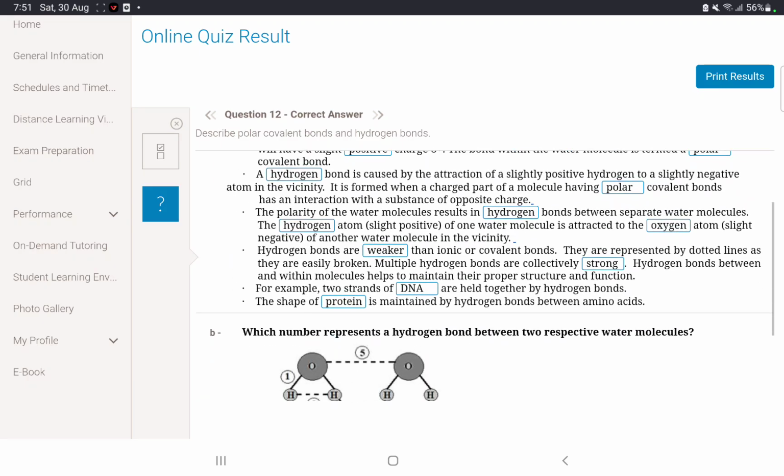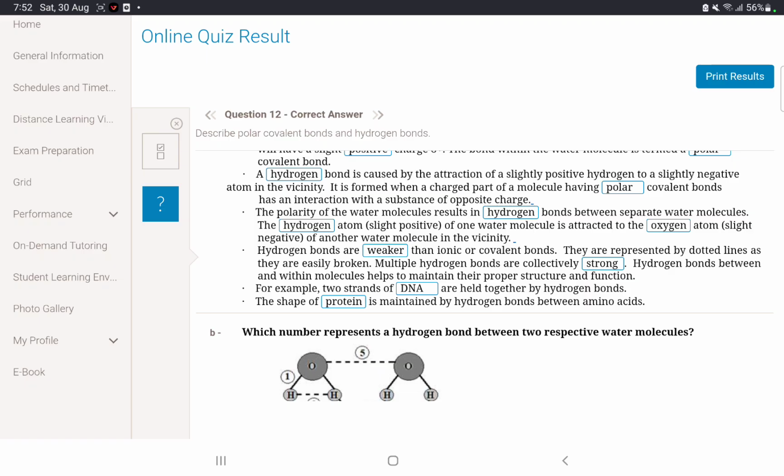Okay? Hydrogen bond caused by a slightly positive hydrogen to a slightly negative atom. See how they didn't say oxygen? They said slightly positive hydrogen, but they never specified the other one. It can be a slightly negative atom, but it has to be slightly negative. It is formed when a charged part of a molecule having polar covalent bonds interacts with a substance of opposite charge. The polarity of the water molecules results in hydrogen bonds between separate water molecules.